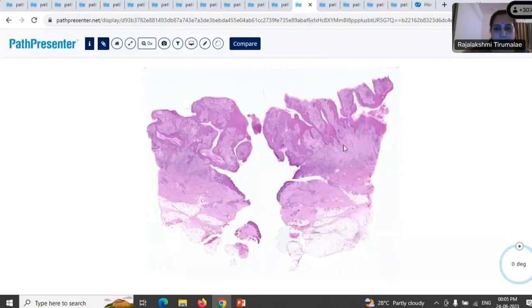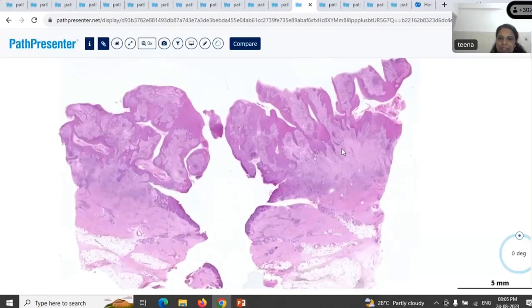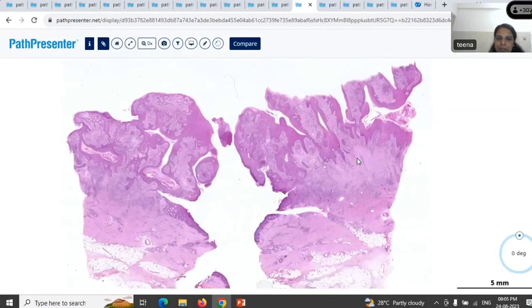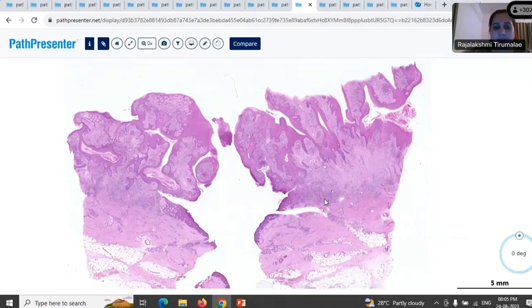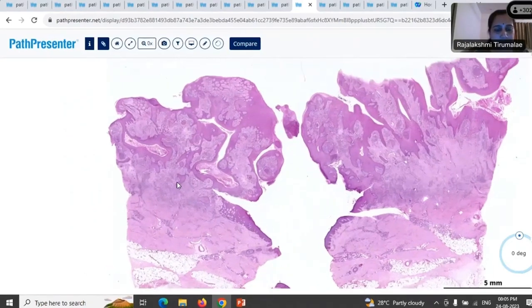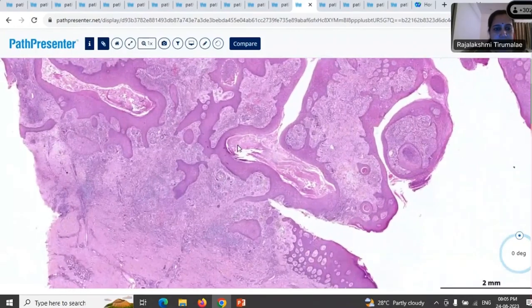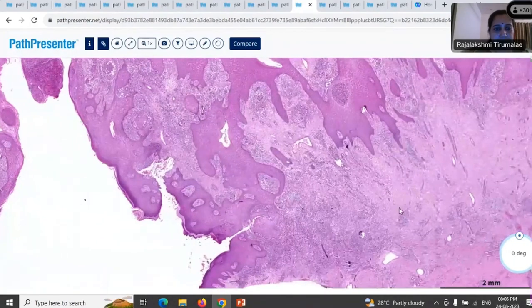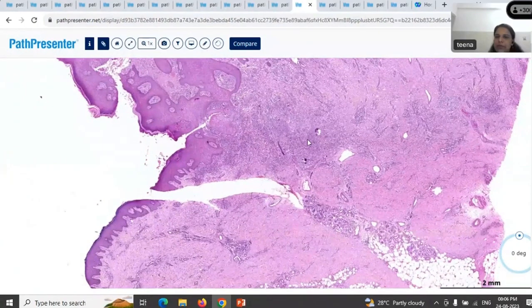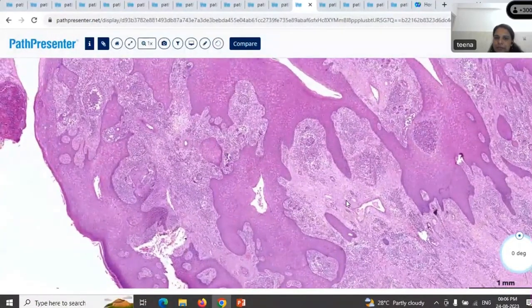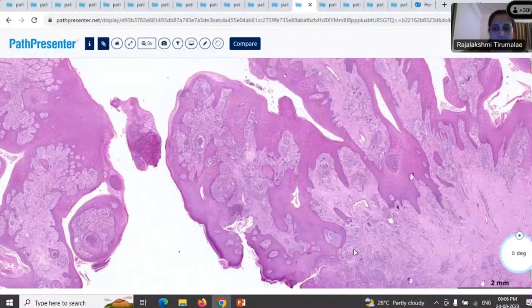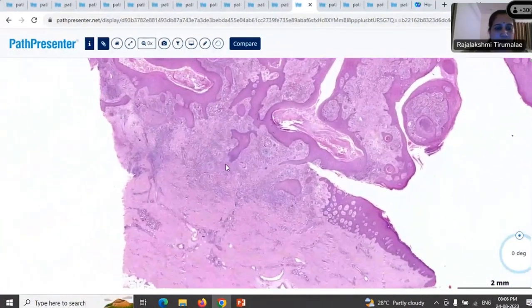Section from skin shows pseudoepitheliomatous hyperplasia. Okay. There are some intraepidermal collections. What is the infiltrate in the dermis? Can we start with the dermal pattern? Superficial inflammatory infiltration. Okay. What is the pattern? How is it distributed? Would you call this perivascular? Would you call this lichenoid? Would you call this something else?